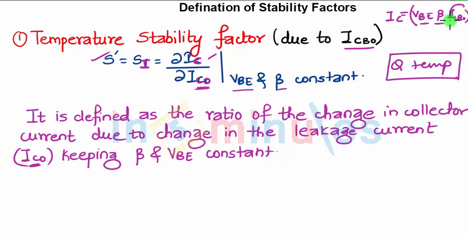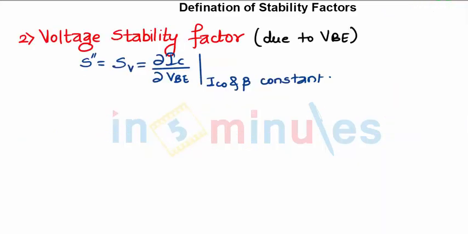So we have completed with ICBO. Still we have two parameters left, VBE and beta. Coming to the next parameter, it is the voltage stability factor due to VBE. Now this is because of VBE, so we'll have the change in IC because of VBE formulated as S double dash, and it is written as SV. Since we are finding the stability factor because of voltage, we write it as SV. For current we were writing it as SI, right? Keeping ICO and beta constant.